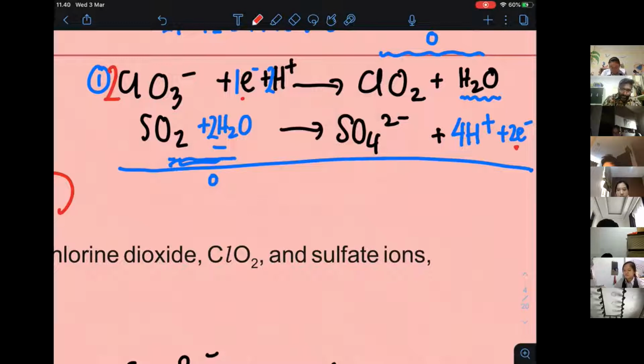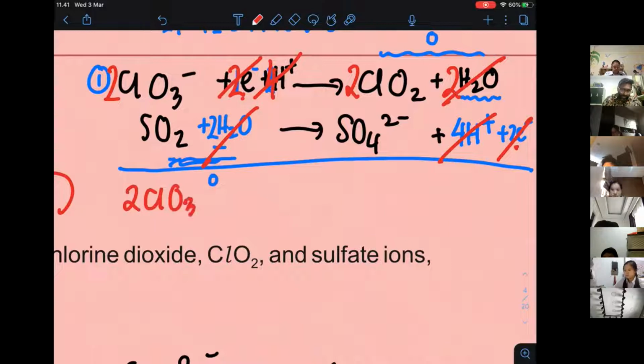Okay, so times by 2, this will become 4, 2, and 2. So when you add, this water will cancel. When you add, the H plus will cancel, the 2 electrons will cancel. So this one will look like what they mentioned. You are going to get something where there are no other products formed.